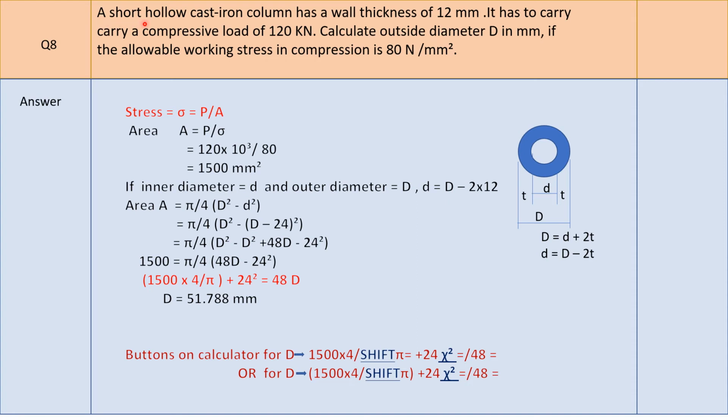A short hollow cast iron column has a wall thickness of 12 mm. It has to carry a compressive load of 120 kN. Calculate outside diameter D in mm if the allowable working stress in compression is 80 Newton per mm square.